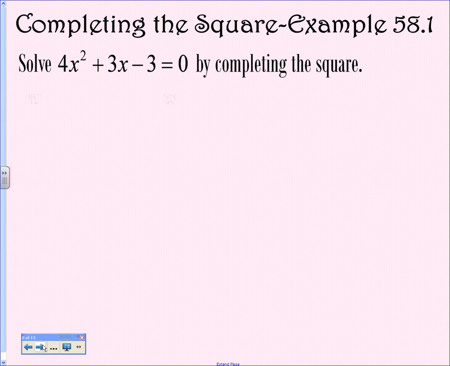All right, so let's look at an example. We have 4x squared plus 3x minus 3 equals 0. And we want to solve by completing the square. So what is the first thing that we need to do? Divide by 4? Yeah? It's our lead coefficient. So if we divide everything by 4, what would we get?